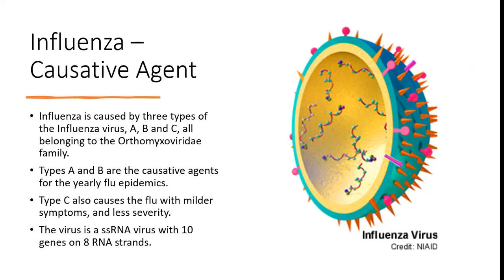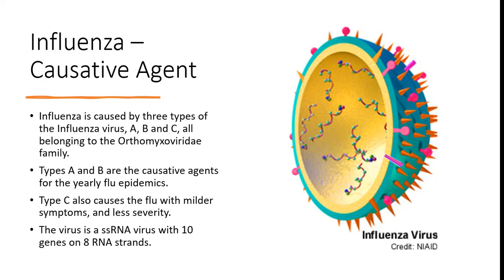So the influenza is going to be caused by a virus that falls within the Orthomyxoviridae family. There are 3 different types of it, A, B, and C. A and B are the ones that we associate with that yearly epidemic flu season. Type C is out there, but it's going to have much more mild symptoms. It's going to be less severe.